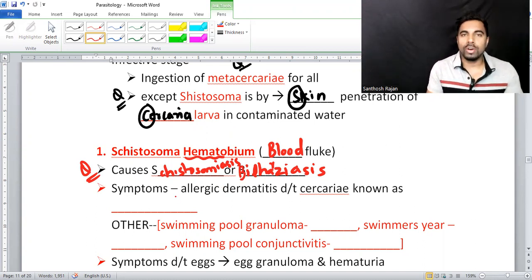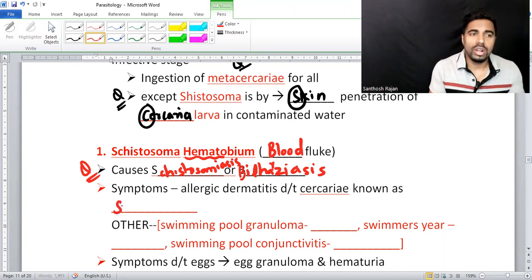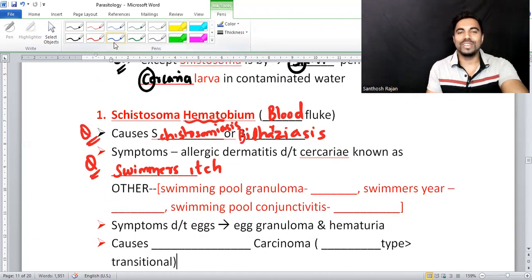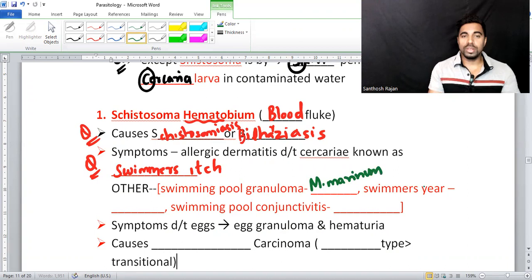One thing is very common: whenever the larva penetrates the skin, you have a rash called swimmer's itch. Usually it is common in swimmers, in contaminated water. Please remember, this question has been asked repeatedly many times. I know you are going to ask, sir, what are the swimmers? I made it easy for you. You have swimming pool granuloma, which is seen with Mycobacterium marinum. And what about swimmer's ear? This is not itch, this is ear, E-A-R.